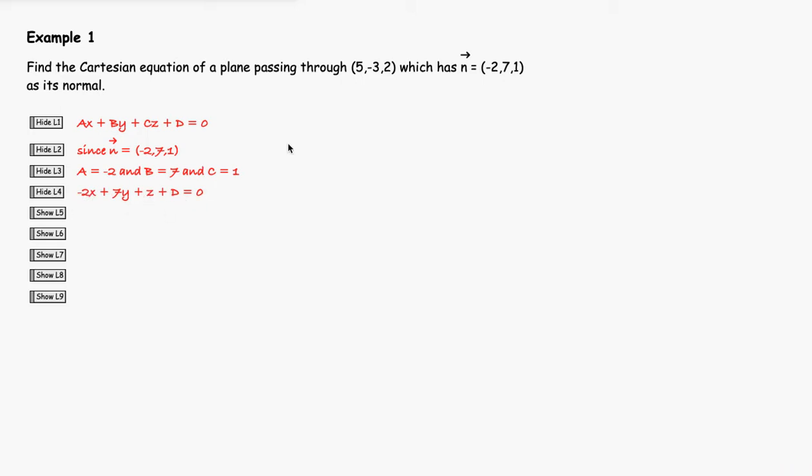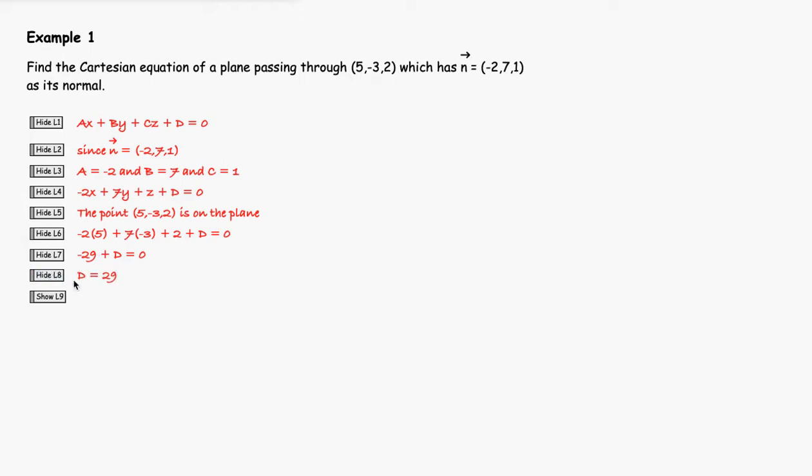How do we find d? We will find d by plugging the coordinates from the given point, 5, -3, 2, into this equation. So we've got that point. We need to plug that into the equation. -2 times 5, 7 times -3, plus 2 plus d is 0. We'll now be able to find d. We're going to get -10 minus 21 is -31, plus 2 is -29. So now -29 plus d is 0. That gives me that d is 29.